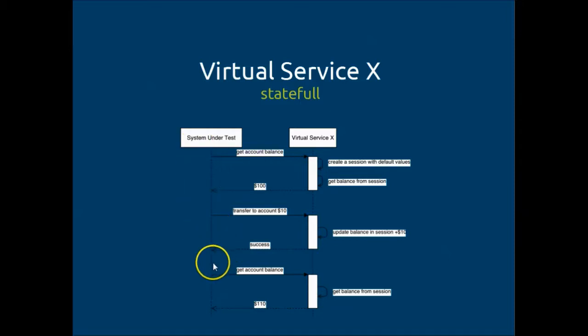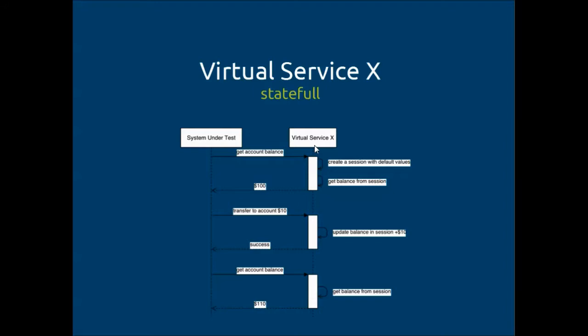Then the system under test queries for the balance once again, and what the virtual service does is get the balance from the session and return it to the system under test. That is $110, which is 10 plus 100. Please notice in this case the virtual service is stateful and it knows how to update the balance on the account. Therefore it re-implements part of the real system's behavior.